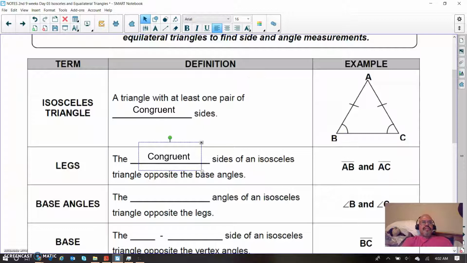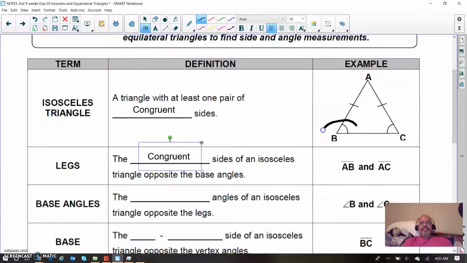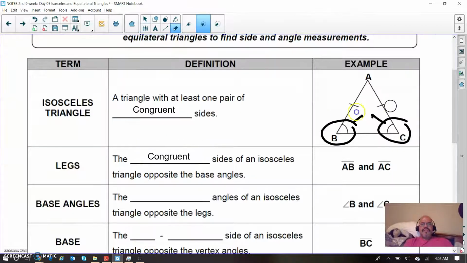So over here are the base angles. This angle and this angle are what we call the base angles, and base angles are always opposite the congruent sides. So that's why they call them base angles. That's how we can tell what's a base angle: they're always opposite the congruent sides.